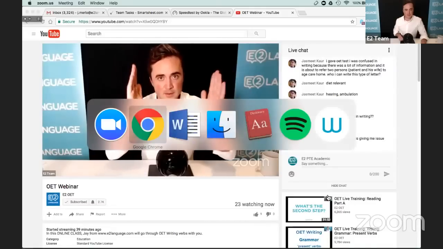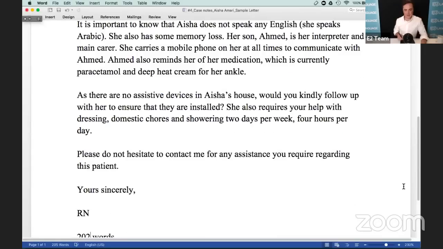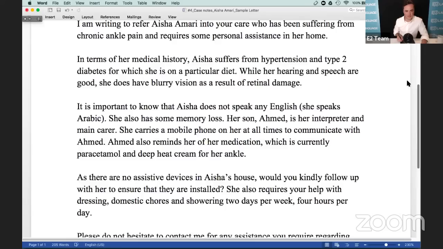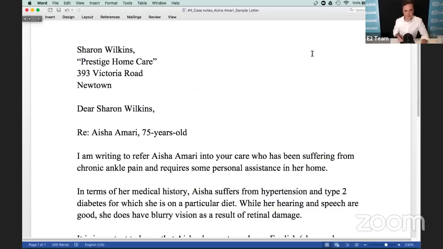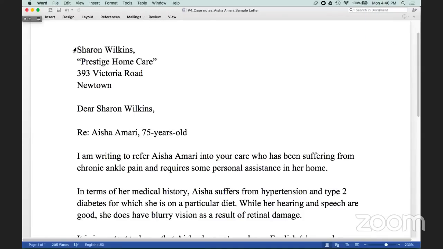Jackie Lee, should we put a space between the paragraphs or not? Look at this letter, let me screen share with you again. Okay, this is how you should structure your letter. This is a perfect example of format, okay? This is how you should structure it, including the spaces.